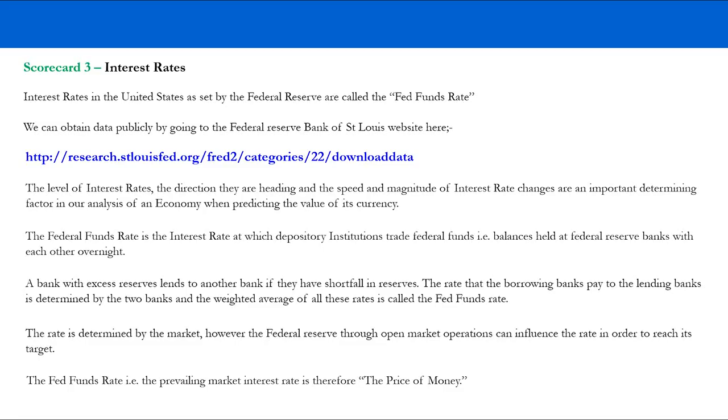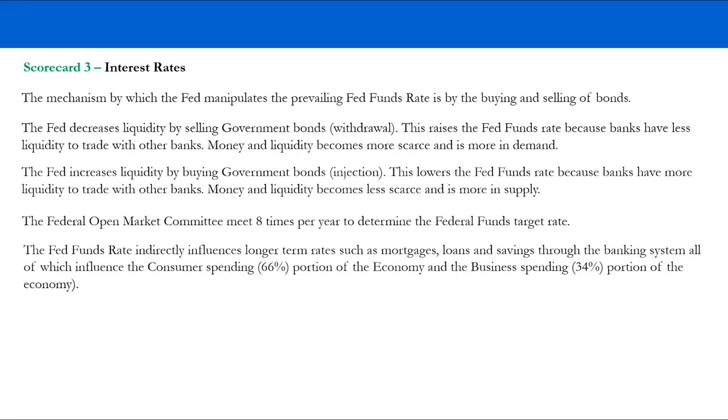Now, the mechanism by which the Fed manipulates the prevailing Fed funds rate is by the buying and selling of government bonds. If the Fed wants to decrease liquidity, they basically sell government bonds, and this creates a withdrawal, so money comes out of the system. What this does by way of the mechanism is raise the Fed funds rate, because banks have less liquidity to trade with other banks. Money and liquidity becomes more scarce and is therefore more in demand.